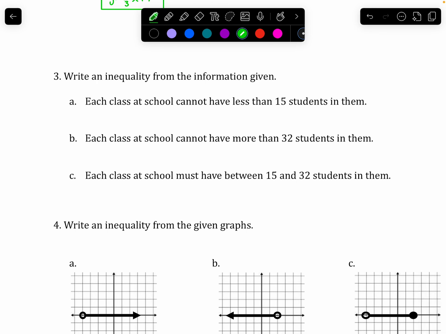Okay, number 3 says, write an inequality from the given information. Each class at school cannot have less than 15 students in them. So x has to be greater than or equal to 15. Letter B, each class at school cannot have more than 32 students.